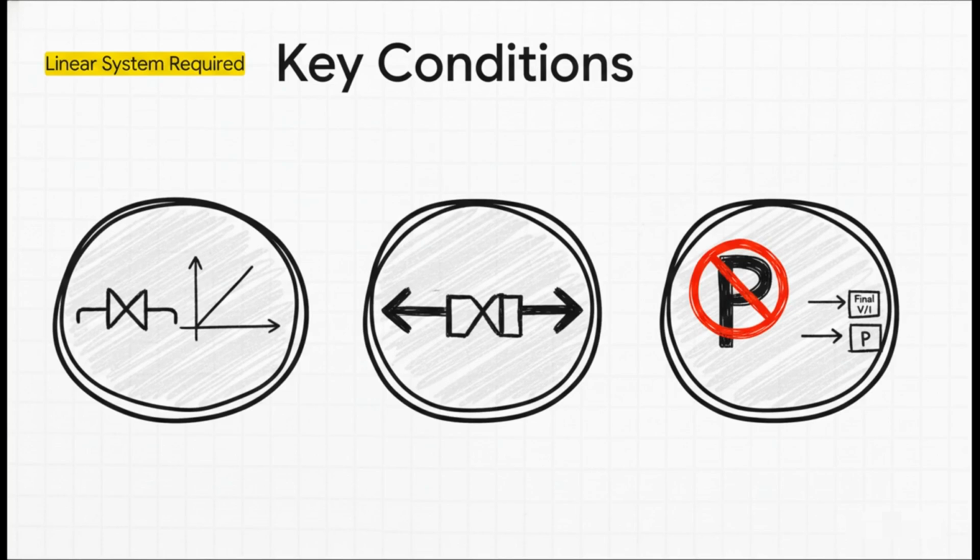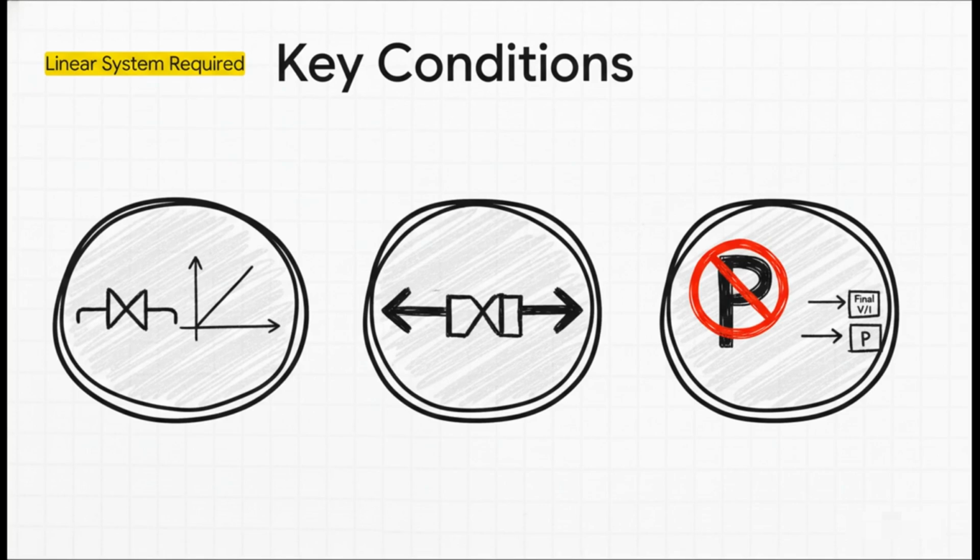You cannot use superposition to find power directly. Why? Because power calculations, like I squared R, are nonlinear. You can't just add the power from each step. You have to find the final total current or voltage first, and then use that final value to calculate the true power.